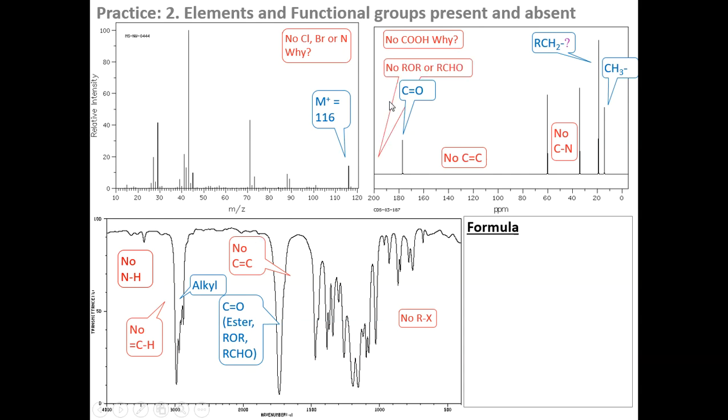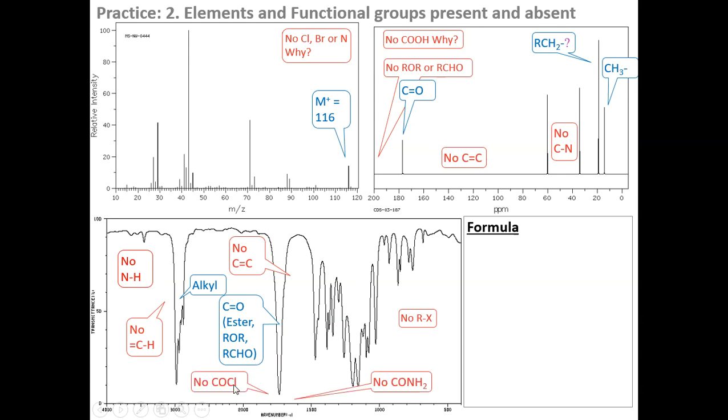And we know that it can't be an aldehyde or ketone because the peak is too upfield. These peaks are around about 200 and further down. So although this is in the right region in the IR for an ester carbonyl, ketone or aldehyde, we can cross out the ketone and we can cross out the aldehyde.